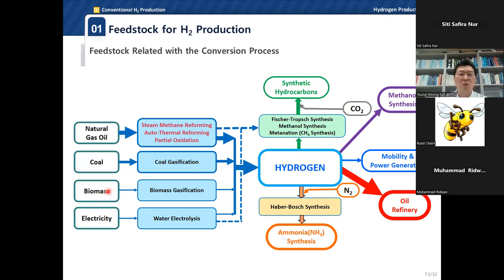And biomass is also another solid resource to get hydrogen using the same technology, such as gasification. And then finally, this is our ultimate conversion technology to produce hydrogen from water using electricity. So the conversion process depends on what kind of resources are used. Right now, conventional hydrogen production technology uses natural gas and oil. Steam methane reforming, autothermal reforming, and partial oxidation are conventional techniques for hydrogen production. So in this part, I will focus on these reactions.